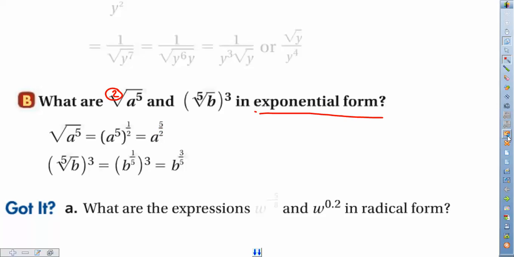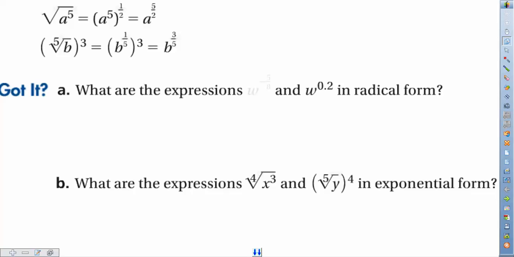How's that look? Pretty good, right? And then if I'm looking at the other one, right over here, see where the root is? The root, it's the 5th root. Put that underground when you write your fraction, so it's actually b raised to the 3/5 power.